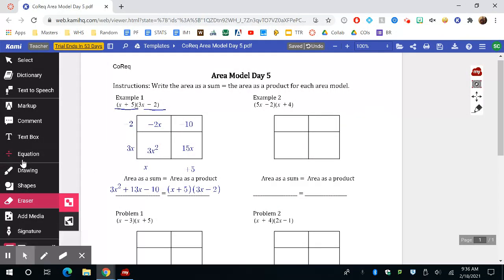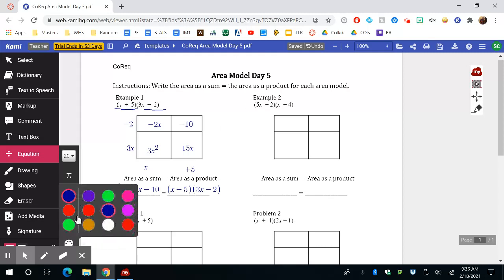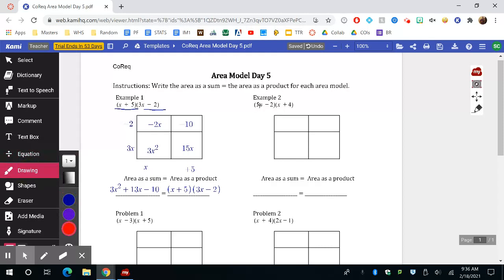All right, now let's go to the next problem, example number 2. And for this one, we are going to do the same thing. Okay, so I'm going to write the length and the width. So the length, which is this, and the width. Okay, so the length, I'm going to have my 5x. I'm going to write it right here, 5x, and the minus 2.